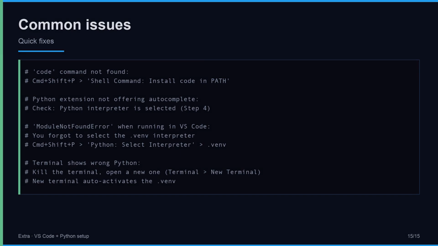A few common issues and quick fixes. If the code command is not found, open the command palette and run Shell Command: Install code in PATH. If the Python extension is not offering autocomplete, check that you selected the correct interpreter. If you get a module not found error when running code in VS Code, you forgot to select the .venv interpreter, go to Python: Select Interpreter and choose it. If the terminal shows the wrong Python, kill the terminal and open a new one. New terminals auto-activate the .venv. These 4 issues account for 90% of setup problems. 4 fixes for 90% of problems.